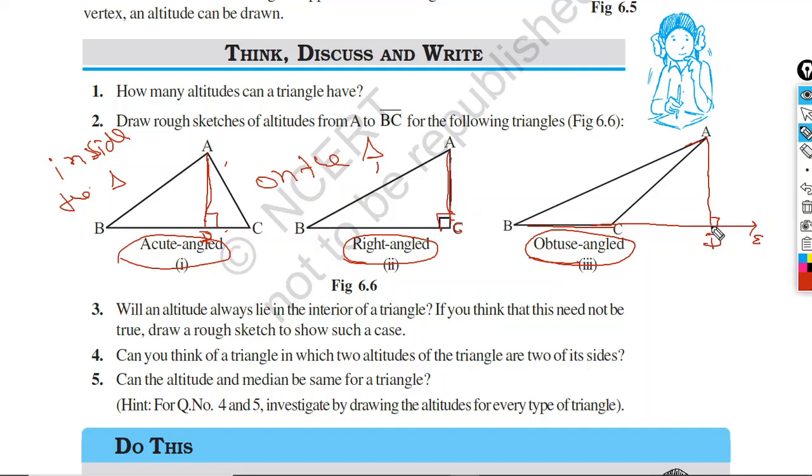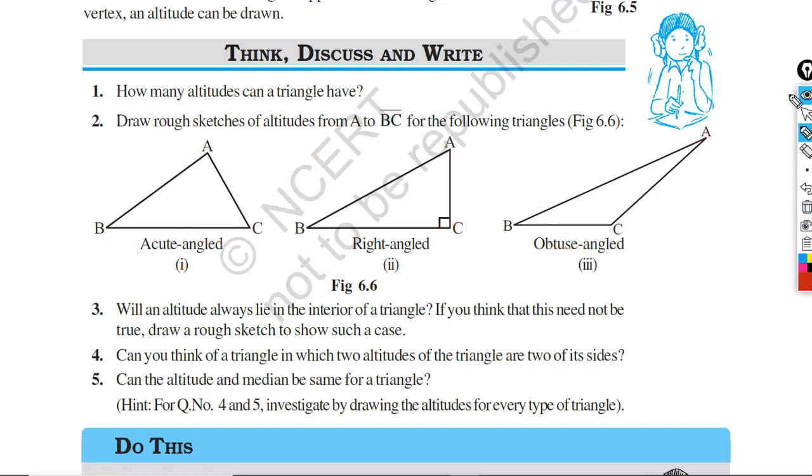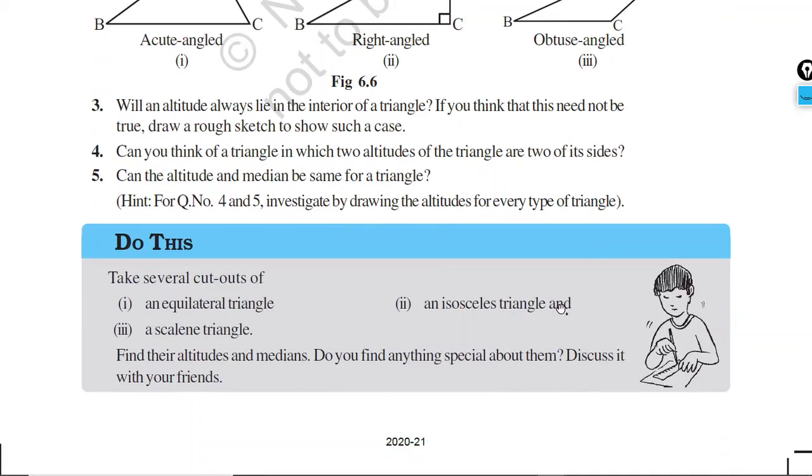Now you can see here altitude AD is falling outside the triangle. So in an obtuse angle triangle, altitude will fall outside the triangle. So in an obtuse angle triangle, altitude will be outside the triangle. Now we will move to the exercise.